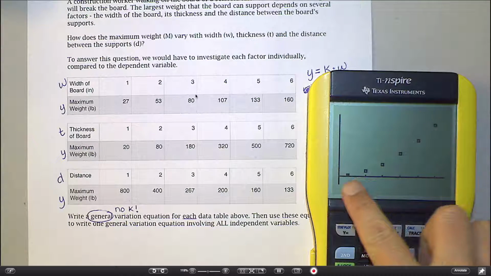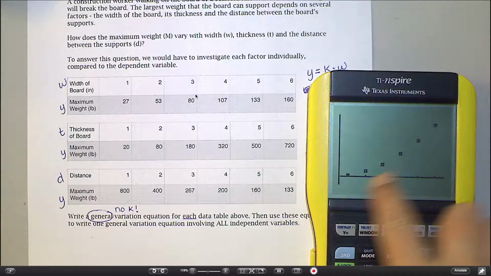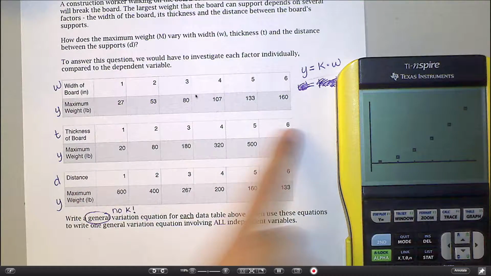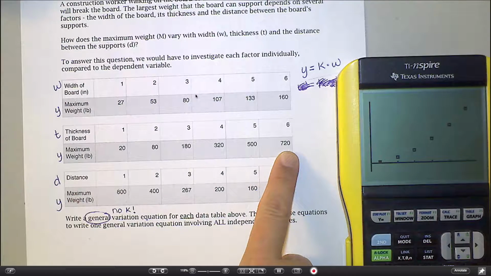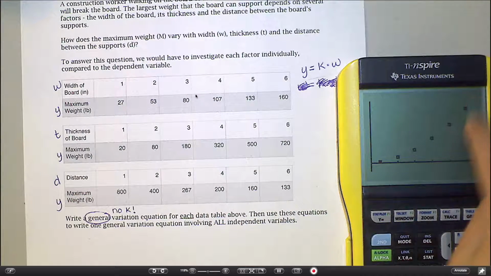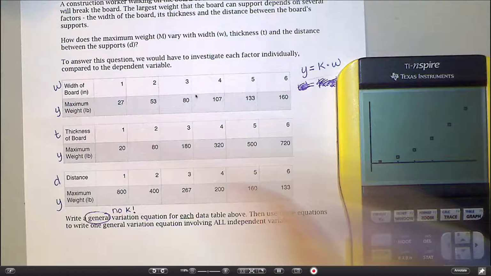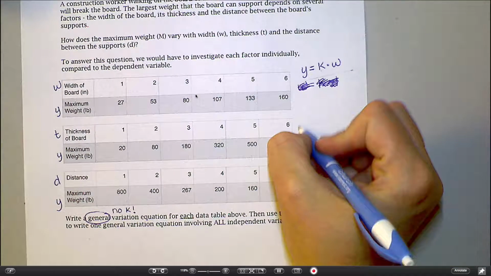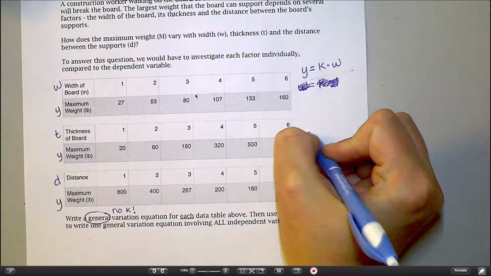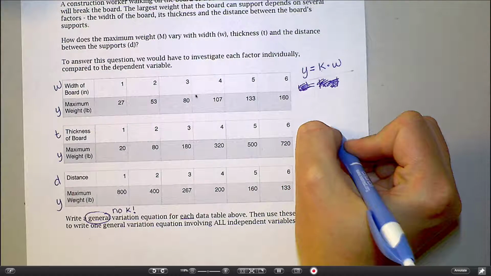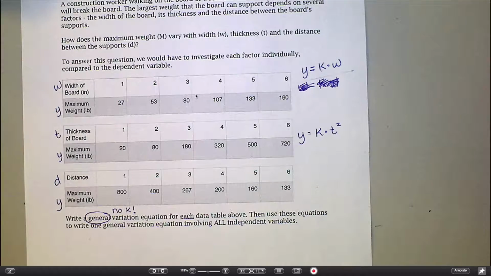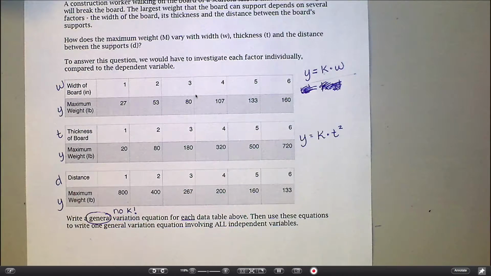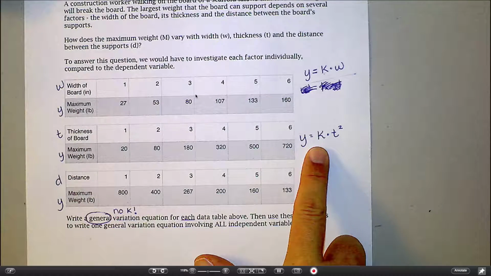Now see how that one has a little bit more of a curve to it? That's still direct variation because I can still see that when this is getting bigger, this is getting bigger. But this one's taking on more of a curved shape. So I want to make sure that I don't just do k times whatever. This time it's going to be y equals k times t squared, because this is clearly half of a parabola that I'm seeing. And that's this type of variation.